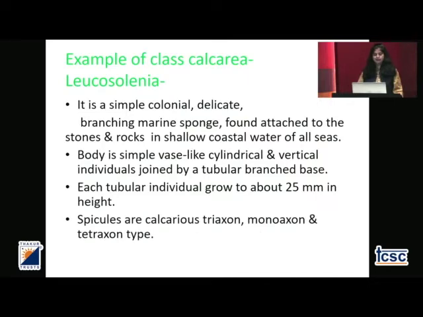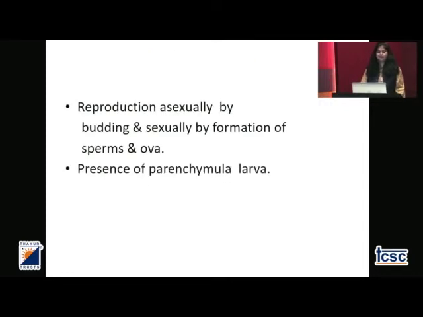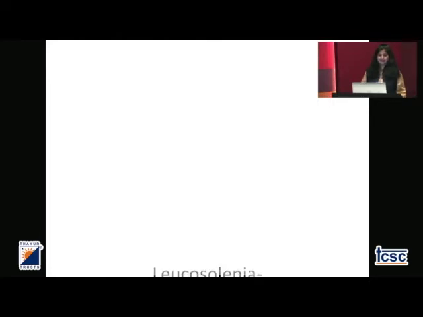Since they are members of class Calcarea, the spicules are calcareous type, that is made up of calcium carbonate, which are either triaxon, monoxon or tetraxon type. Reproduction in them, if it is asexual mode, it is by budding; sexual, obviously by formation of sperms and ova. During their life cycle, there is presence of larval stage, that is parenchyma larva.